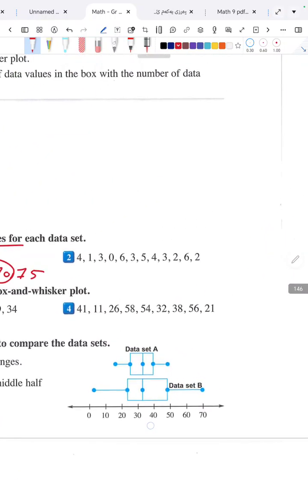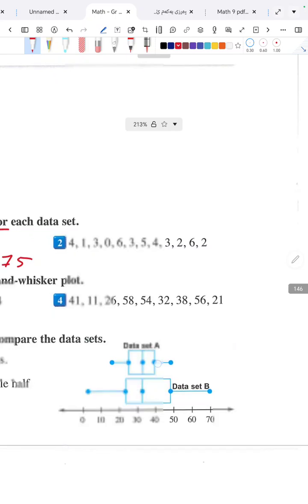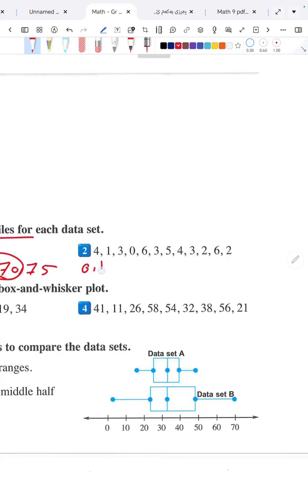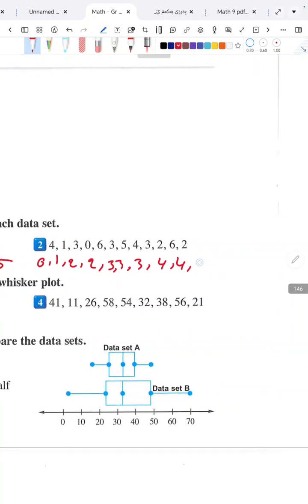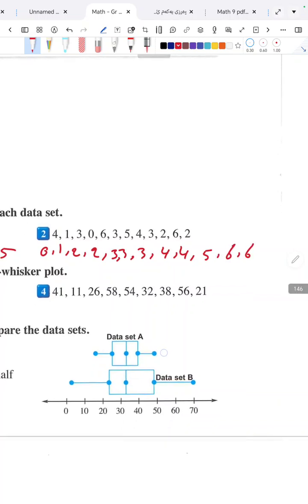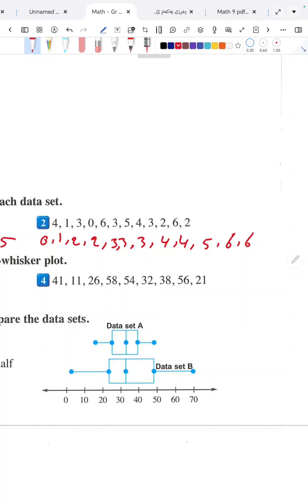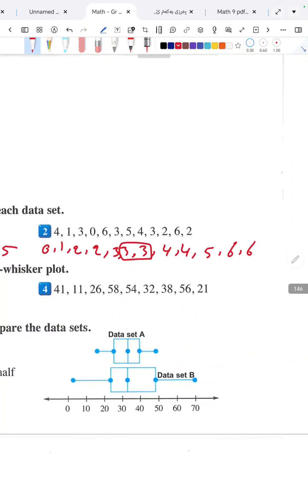Okay, question 2. Order them again. We have 0, 1, 2, 2, 3, 3, 3, 3, 3, 4, 4, then we have 5, 6, 6. Okay, find the median. We have double 3 as median, so we will say 3 plus 3 divided by 2, 6 divided by 2 equals 3.